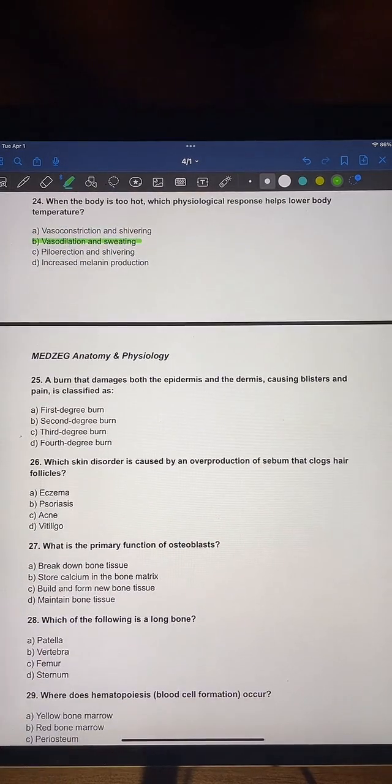Number 25, a burn that damages both the epidermis and the dermis that causes blisters and pain is classified as what type of burn? What degree of burn?